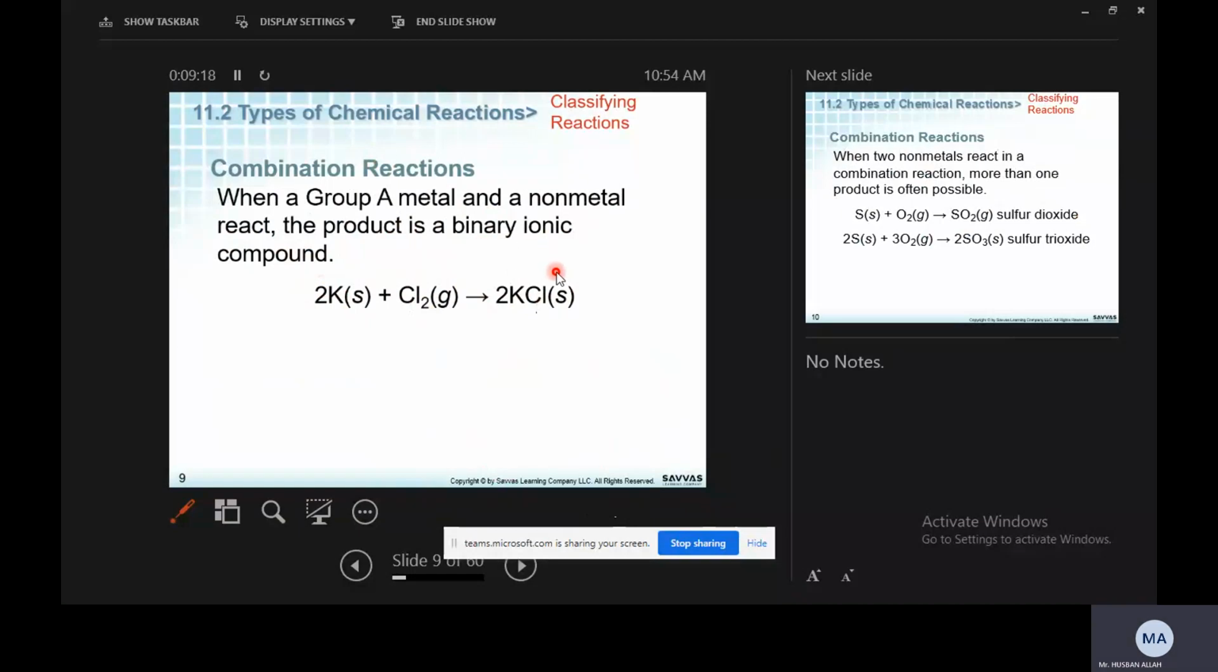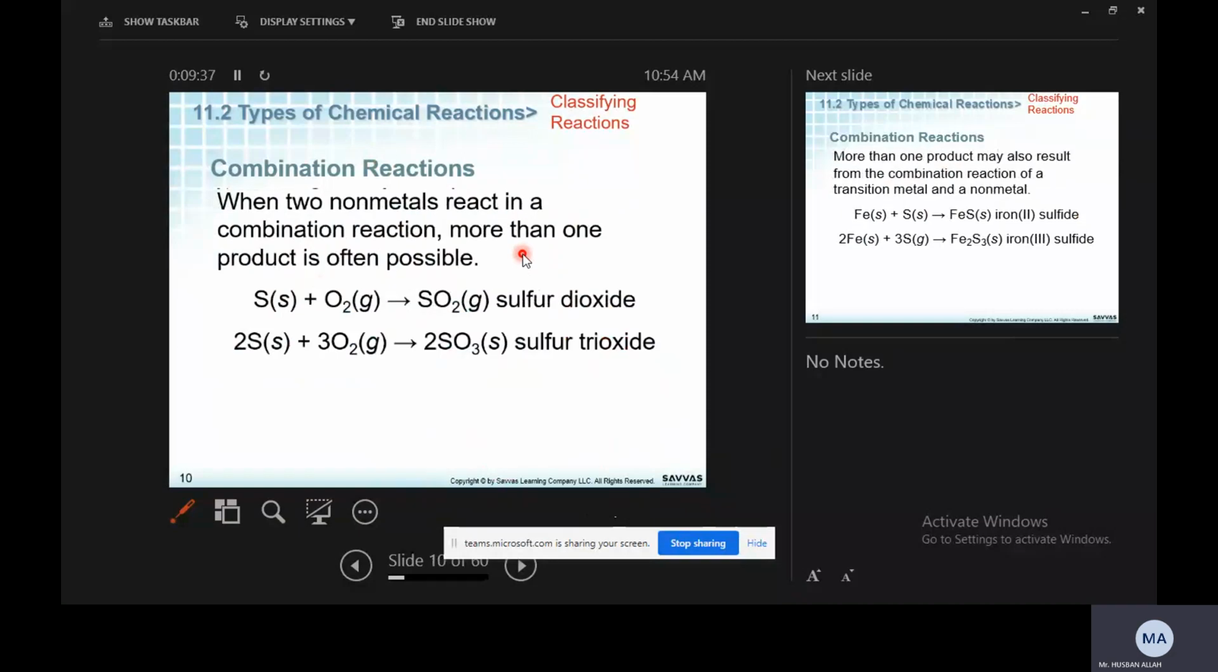One metal and one non-metal compound will be an ionic compound, right? Binary is a subtype of ionic compound, right? Okay. Do we need to take another example or not? For combination reaction, fine, right? So we will go to the second type.